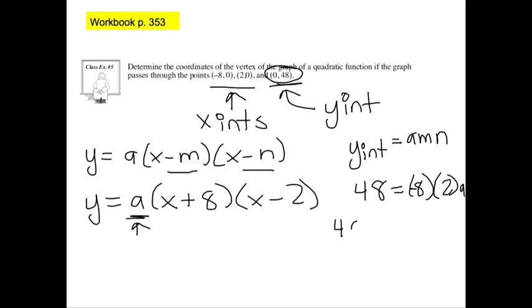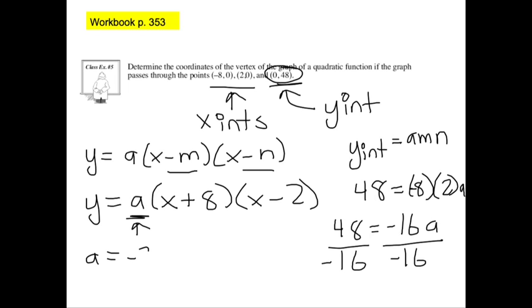So we've got 48, and negative 8 times 2 is negative 16, and this is just going to be a. So we want to solve for a, so we have to divide by negative 16. This is going to be divided by negative 16 as well. So a is going to be negative 3. So far what we have for an equation is y equals -3(x + 8)(x - 2). This is cool, but what we're looking for is the coordinates of the vertex of the graph.